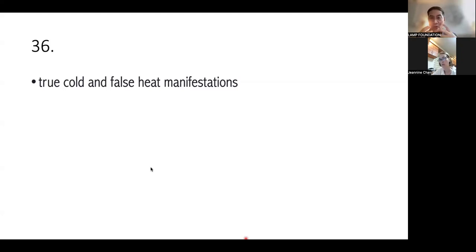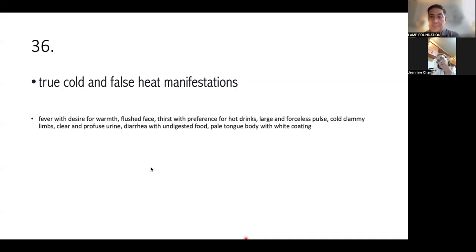This is true cold. What is the first thing that you will do? Flush yung face, pagkatapos yung pulse niya, forceless. So between the tongue and pulse, where would you rather go? The tongue, right? Tongue, look. Pale tongue body with white coating. But take note, the pulse, large and forceless.